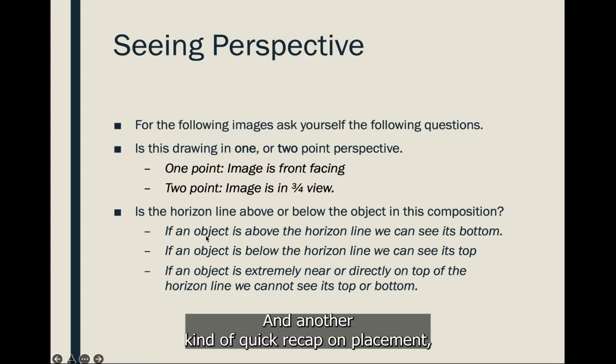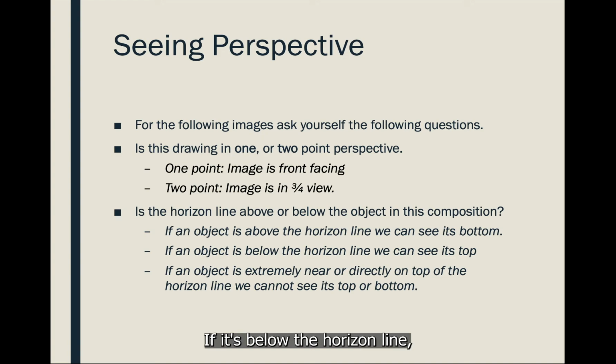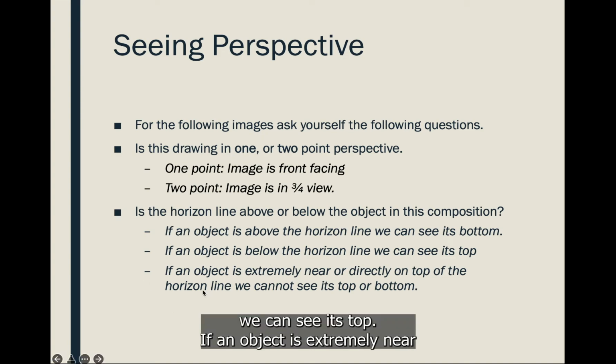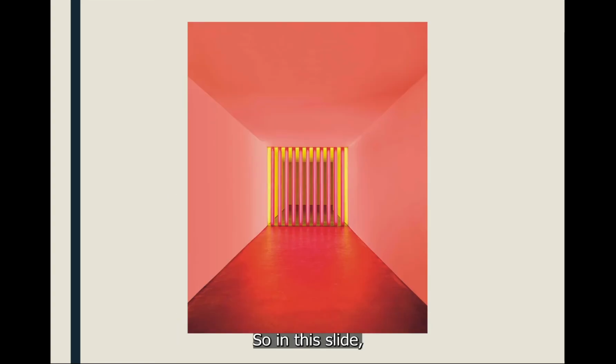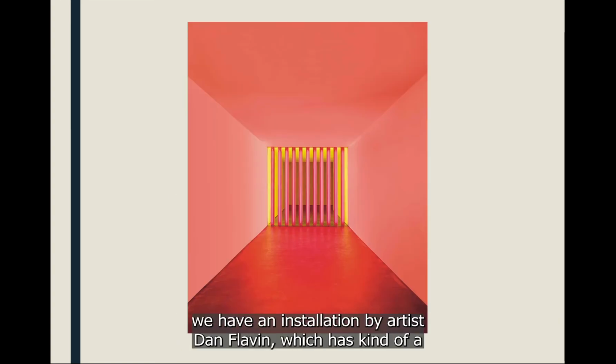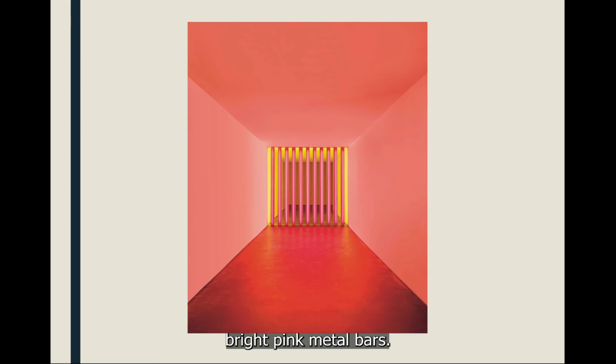And another quick recap on placement. If an object is above the horizon line, we can see its bottom. If it's below the horizon line, we can see its top. If an object is extremely near or on top of the horizon line, we cannot see its top or its bottom. So in this slide, we have an installation by artist Dan Flavin, which has a red corridor and a yellow corridor that are divided by these bright pink metal bars.